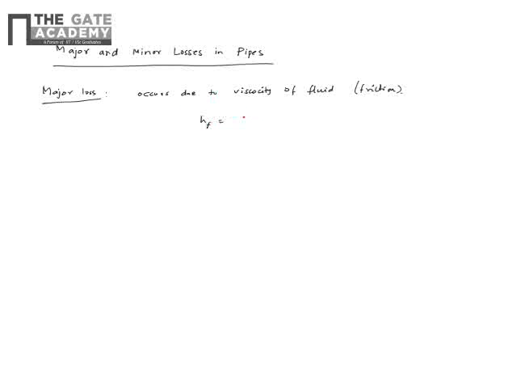We have already seen the Reynolds equation derivation and how we convert that into the Darcy-Weisbach equation. So the standard way to quantify the major head loss in pipes is by this f L V square by 2g, where f is your friction factor.